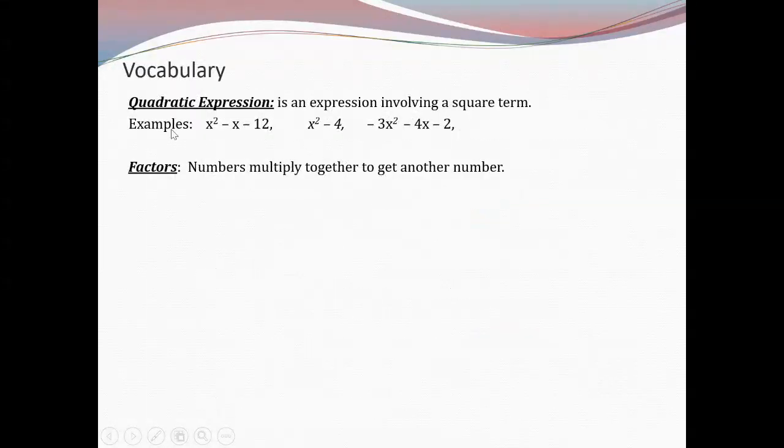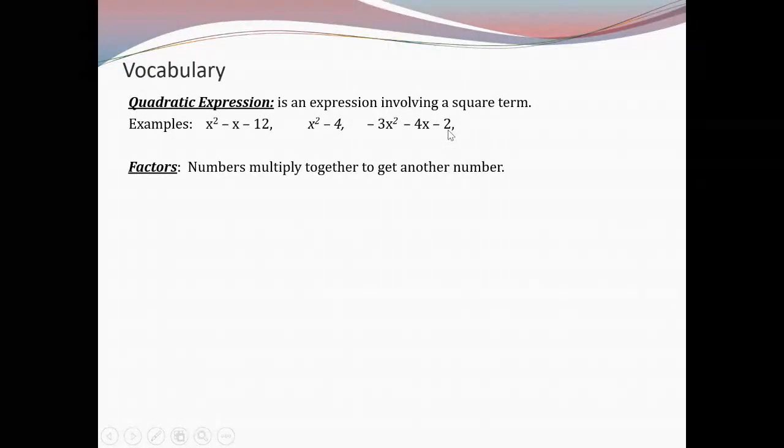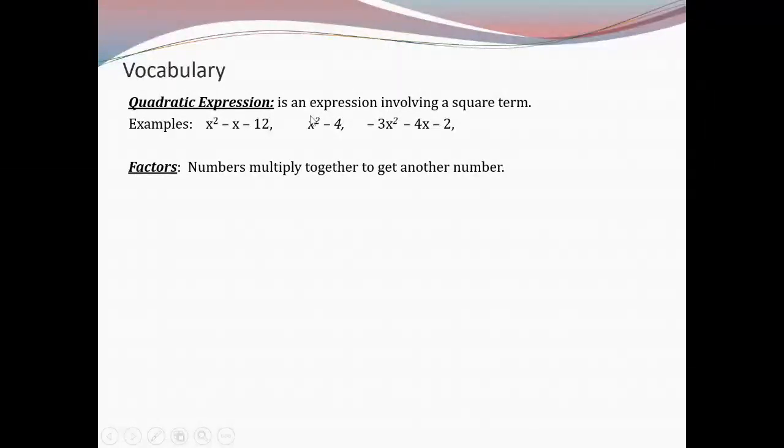So let's start with some of the vocabulary. What's a quadratic expression? It's an expression involving square terms. For example, x squared minus x minus 12 is a quadratic expression. Why? Because the highest power is 2. Another example can be x squared minus 4. Another example can be negative x squared minus 4x minus 2, and so forth, right? But the highest power is going to be a 2. A degree of 2 is what a quadratic expression is.